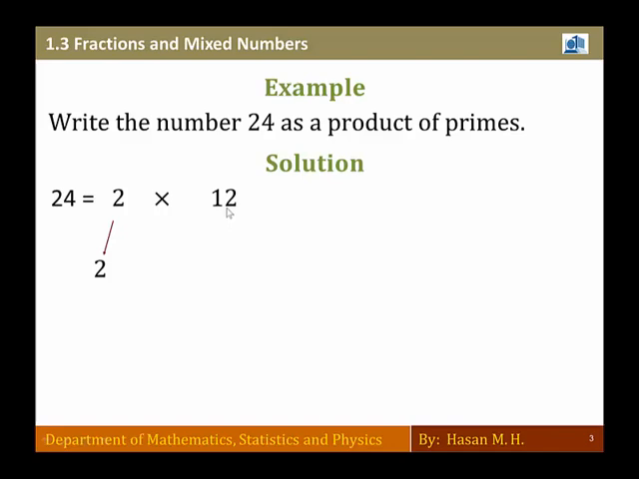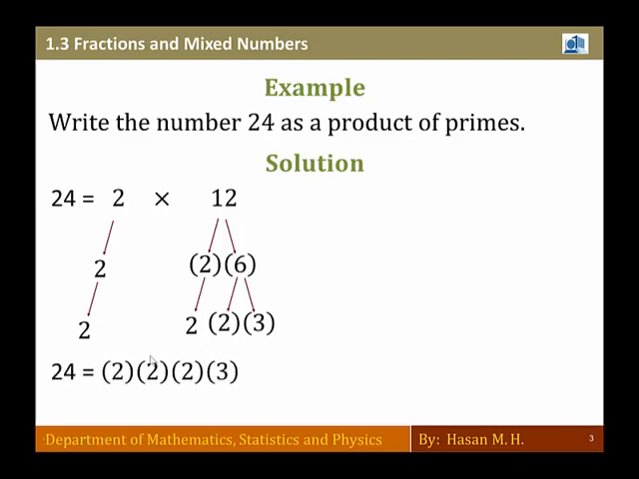12 equals 2 times 6. Now, 2 is a prime number. 6 is a composite number. I have to factor 6. 6 is 2 times 3. 2 is a prime number. 3 is a prime number. Therefore, 24 is equal to 2 times 2 times 2 times 3.